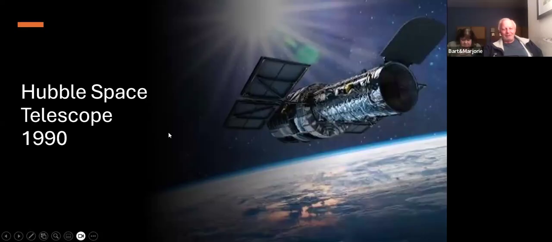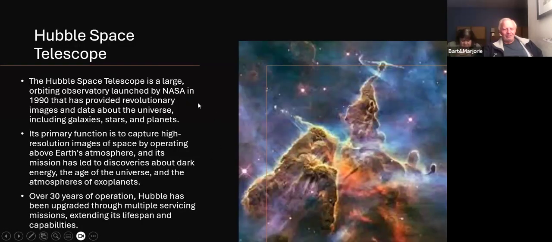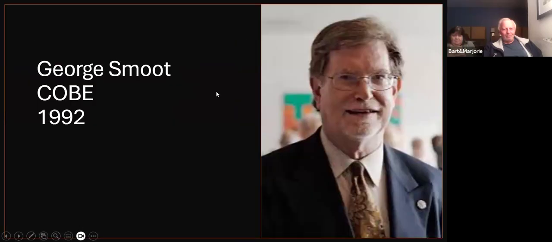Then we go to the Hubble telescope that was put in space in 1990, and this led to a whole bunch of new observations here, and with not having the atmosphere of the Earth in the way, all kinds of discoveries about dark energy, how old the universe is, and what are called exoplanets. There are now over 5,000 planets that have been recognized around stars around us in our neighborhood. And so this thing has been upgraded again and again, but is an incredible tool.